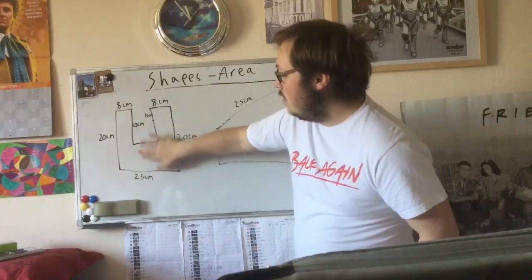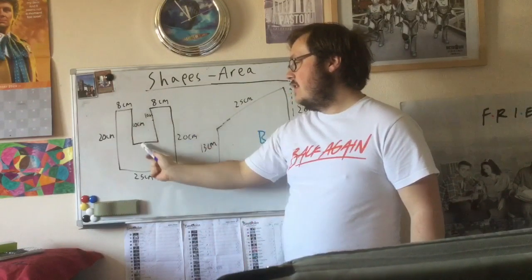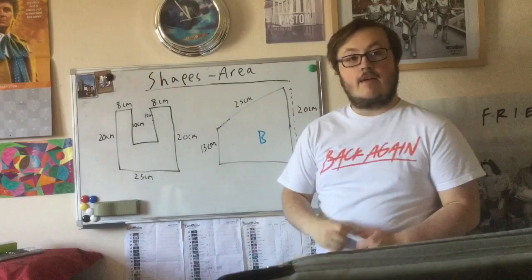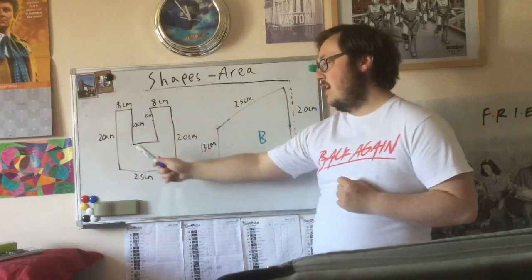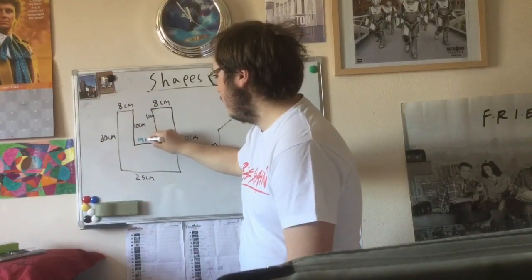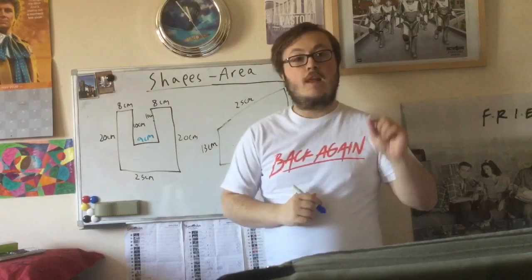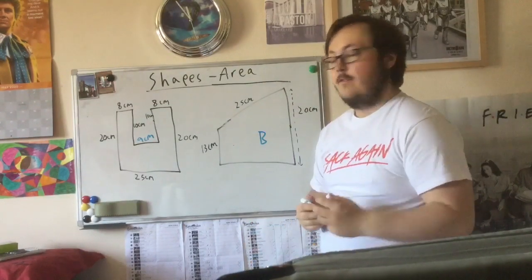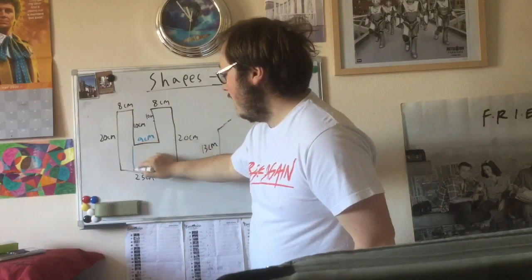Now, we know that this base is 25, and this line here and this line here add together to get 25. So if this and this make 16, then our missing line would make 9 centimetres. Now we have all of the lines we need, we can find the area. Now I'm going to split this shape into 3.